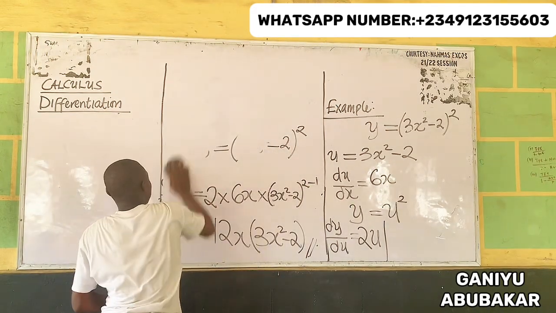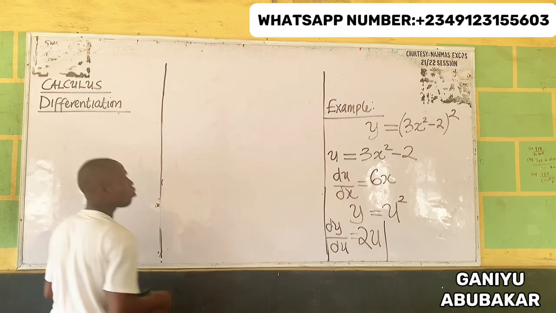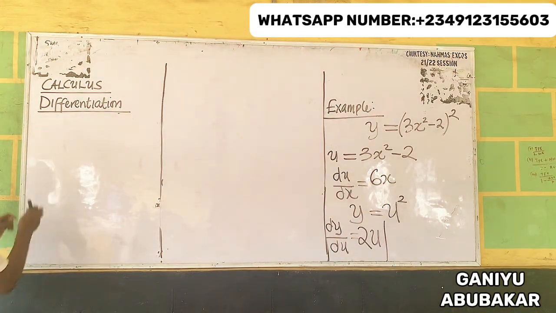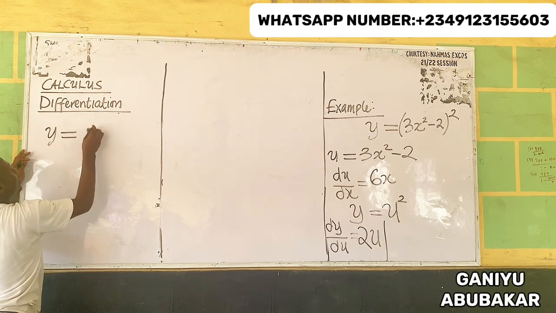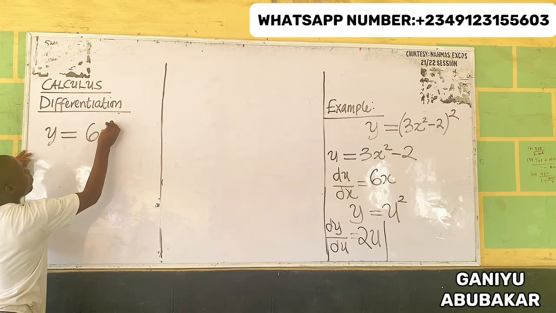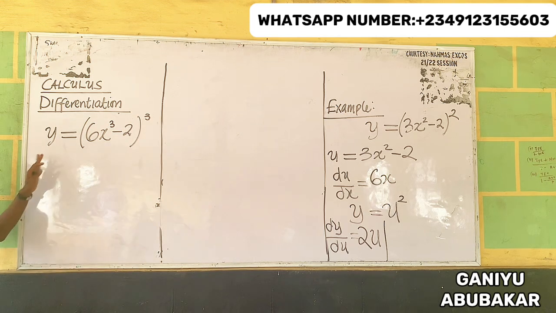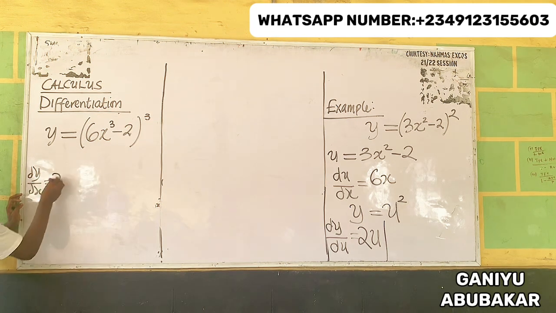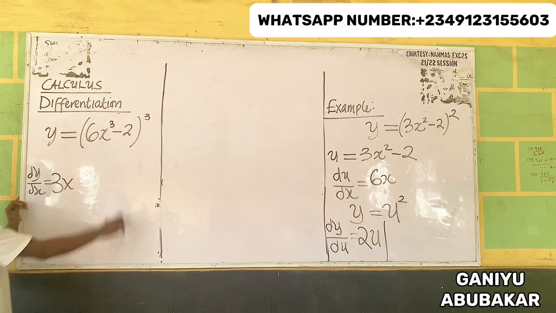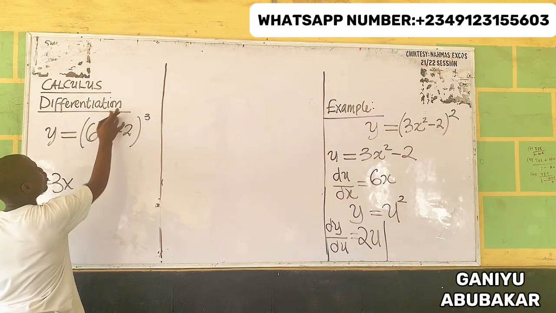Let's look at one more example. Look up, please. Let's say I have y equal to 6x cubed minus 2, all to power 3. This one is chain rule. Shortcut: dy over dx equals, write out the power 3. Then differentiate 6x cubed minus 2. What do I have?